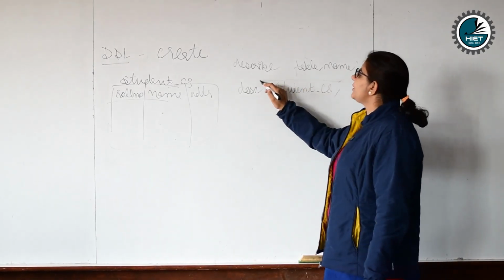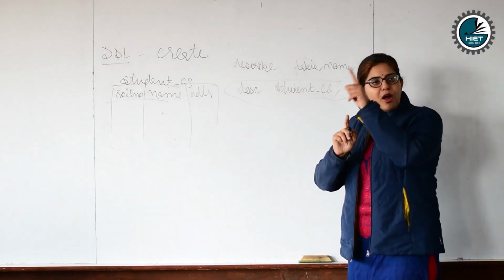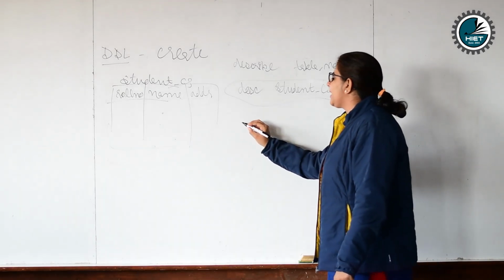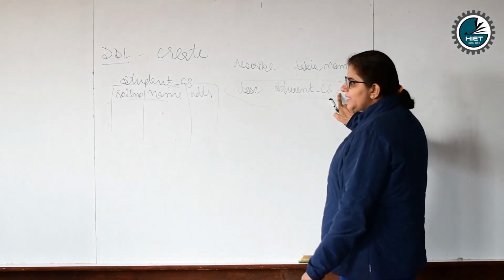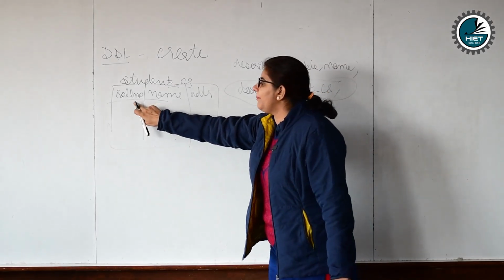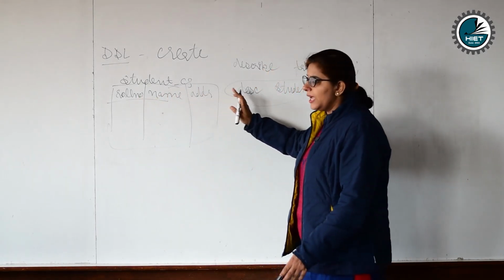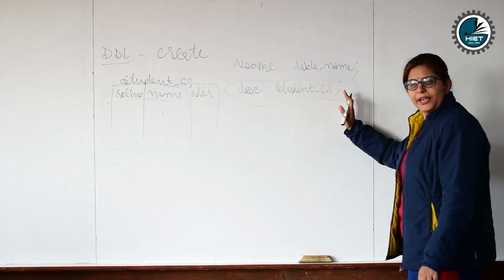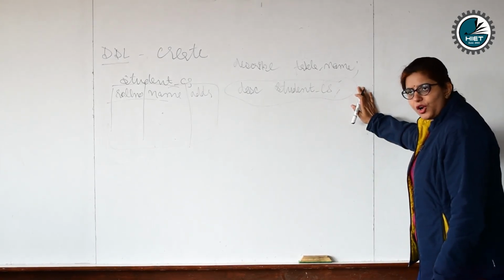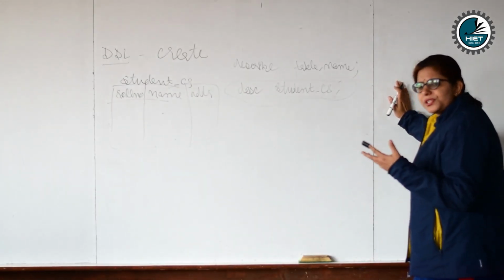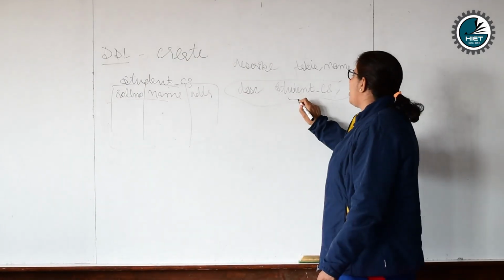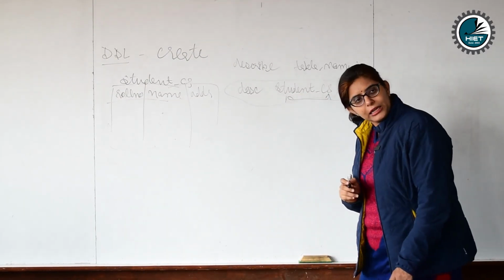If I execute this command, it will give the schema of the table, the structure of the table, like name of the table is student CS, column names are roll number, name, address, next column is their size, next column is whether they are primary key or not, next column is their precision value, like all the information about this table it will give. Clear?